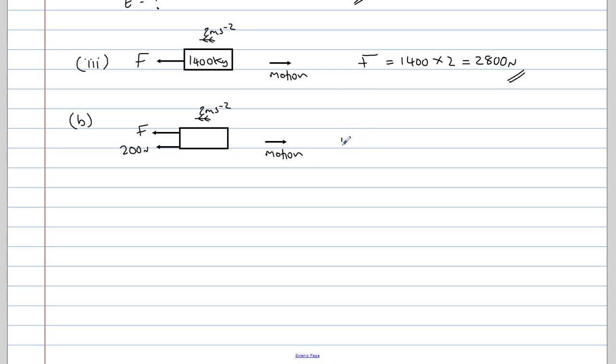So if we set up an equation using Newton's second law, we would take left to be the positive direction. We get F plus 200 newtons is going to equal mass times acceleration. And so if we calculate this, we get 2,800, and then we need to subtract the 200. That's going to give us 2,600 newtons.